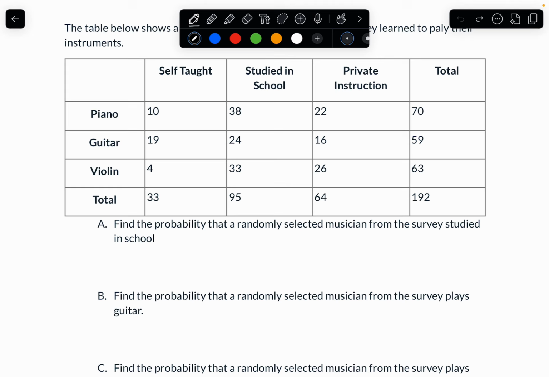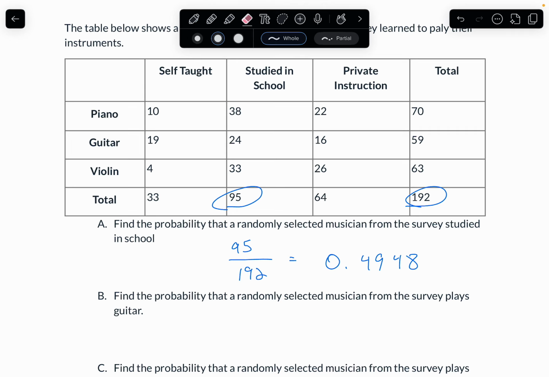in school? So if I want to say, okay, a randomly selected musician from the survey studied in school, well, I have 95 total individuals that studied in school out of a total of 192 individuals in my survey. So 95 out of 192, if I wanted to give a decimal for that, would look like 0.4948, rounding to 4 decimal places. So that one's relatively straightforward. Let's take a look at our next example.